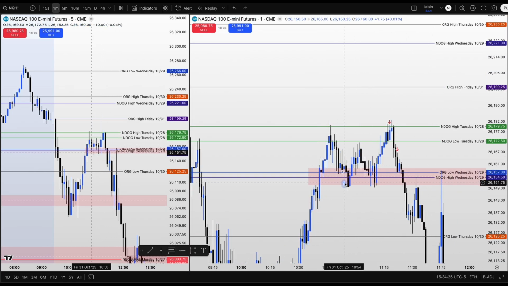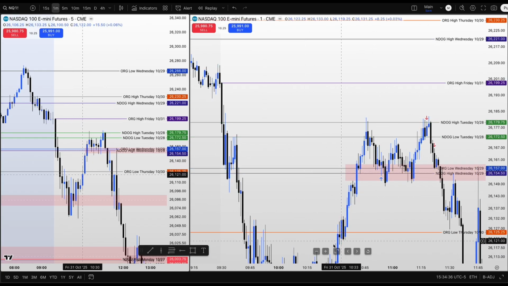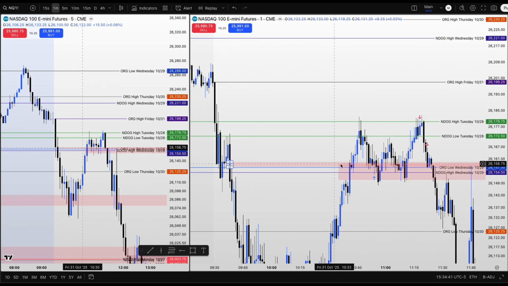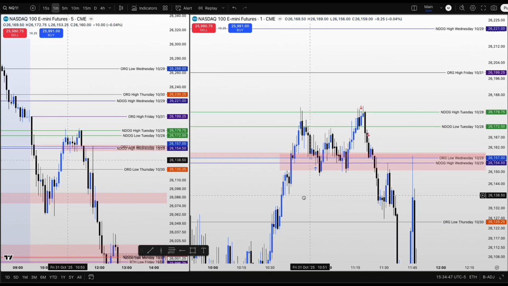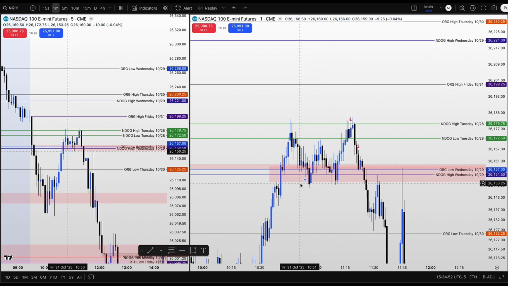Now I had my entry here on the 1 minute at 10:54, 4 minutes after the start of the 1050 macro. And on the 1 minute, I used the fair value gap right above here. That is within the upper half of the 5-minute fair value gap and right above the opening range gap low from Wednesday. I had my entry placed a tick above the opening range gap low, just because it's likely that price would return to this 5-minute fair value gap.